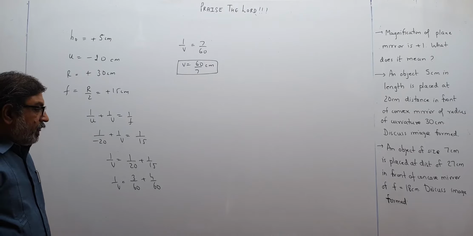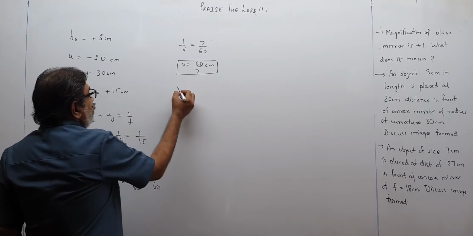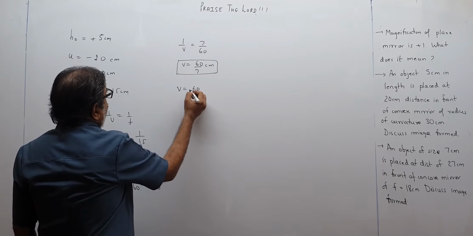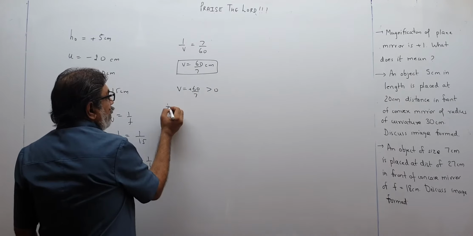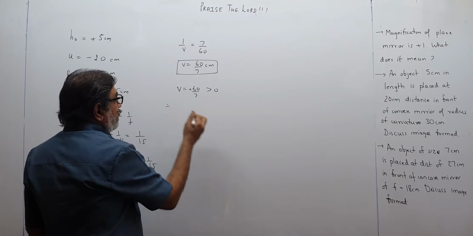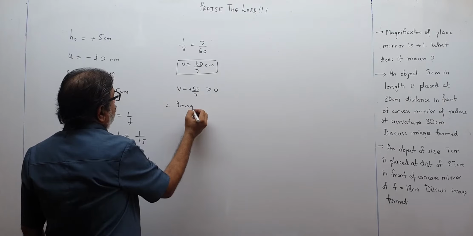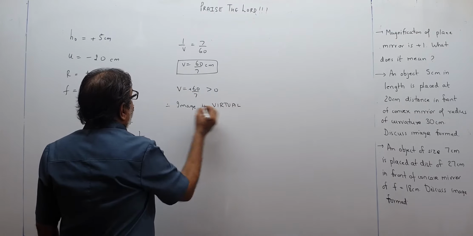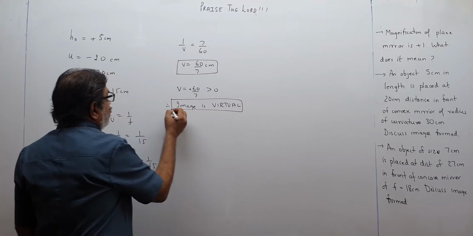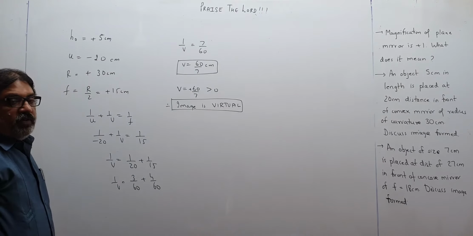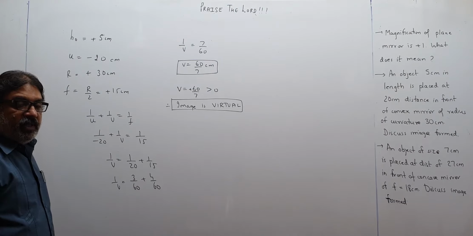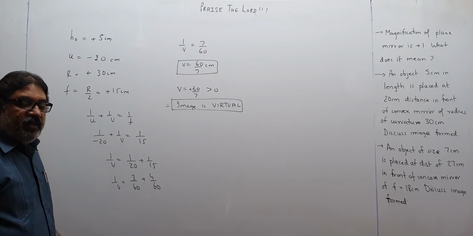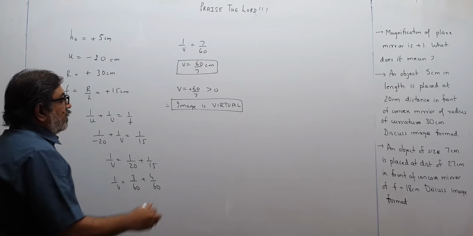So v is coming out to be plus 60 upon 7. So it is positive. So v is positive, meaning the image is behind the mirror. The image is virtual because it is behind the mirror. Because v is positive, that means it is behind the mirror, and behind the mirror means it is virtual.